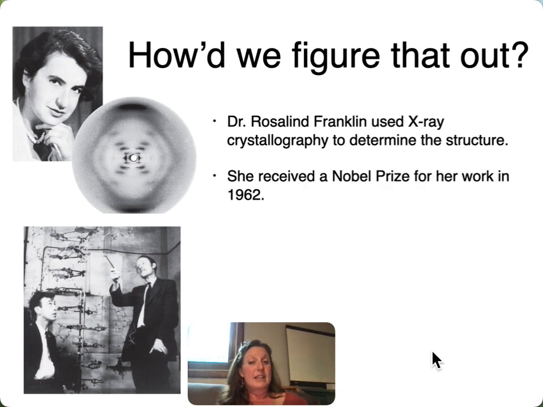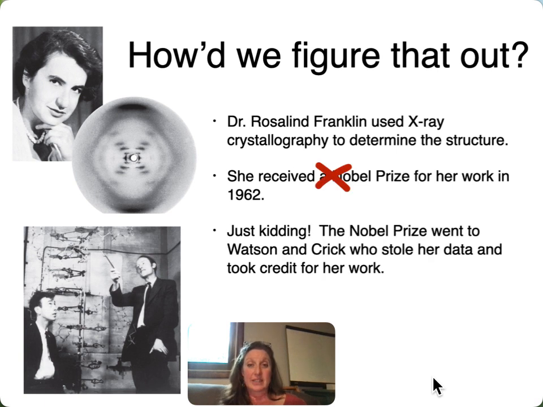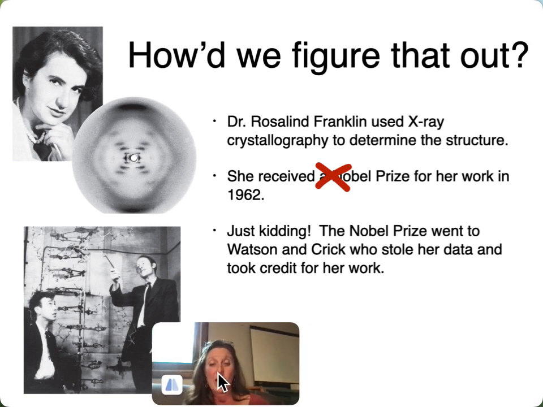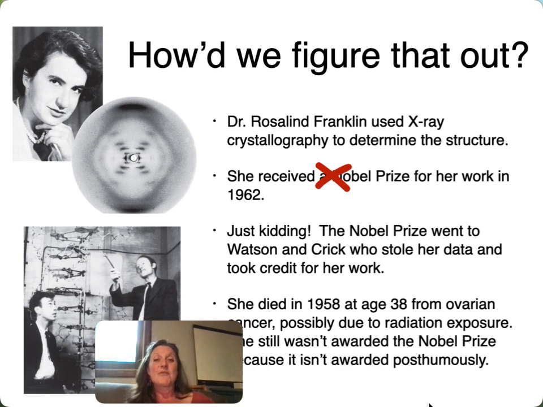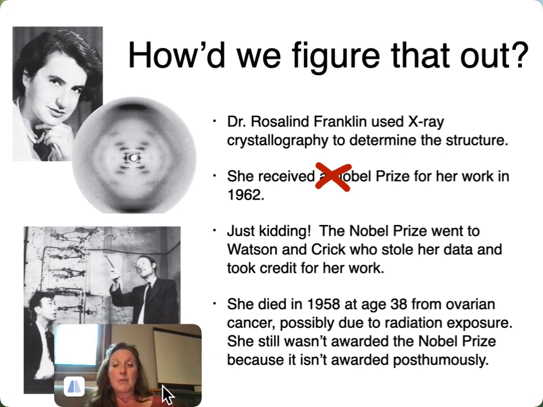Now, Dr. Franklin received the Nobel Prize for her work in 1962. Just kidding. The Nobel Prize was actually awarded to these two guys, Watson and Crick, who actually stole her data and took credit for her work. She died in 1958 at the age of 38 from ovarian cancer, quite possibly due to the exposure to radiation in her lab. She has never been awarded the Nobel Prize for her work because they don't give it to you after you're dead. Not really fair.